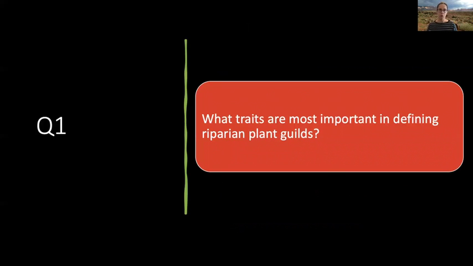So question one, what traits are most important in defining riparian plant guilds? So the first step in this process is just identifying and defining the plant guilds that are present across the study area. To do this, we used a cluster analysis that grouped species with similar traits. And to visualize them, we plotted the guilds as well as the weighted averages of all the traits in a principal coordinate analysis, or PCOA. And a PCOA is simply a way of ordering multivariate data into 2 dimensions so you can see relationships among different variables.